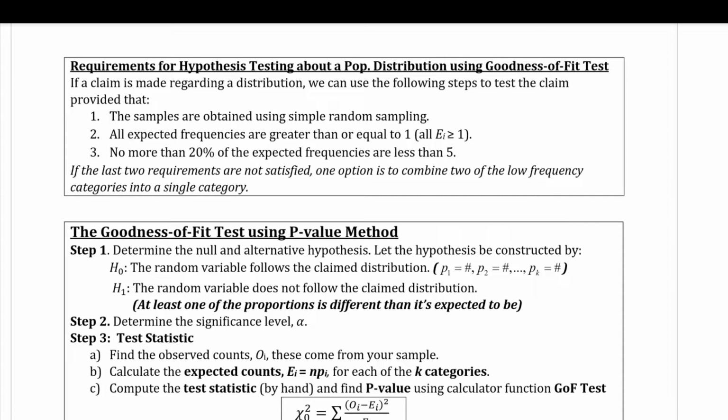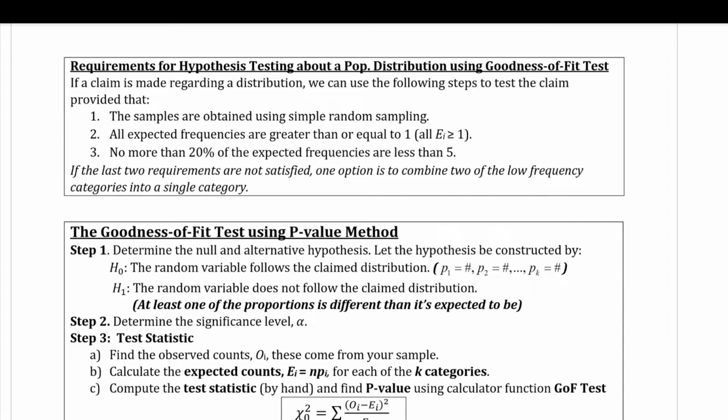In the real world, if those last two requirements are not satisfied, one option would be to combine two of the low frequency categories into a single category. For example, let's say we're thinking about the M&M example, and we don't get enough counts greater than 5. Say red and yellow were the lowest count ones. We might want to combine them as a single category instead of them being separate. That's what they mean by that. But I choose problems where you don't have to actually do that. They're pretty straightforward, but in practice, that's what you would do.